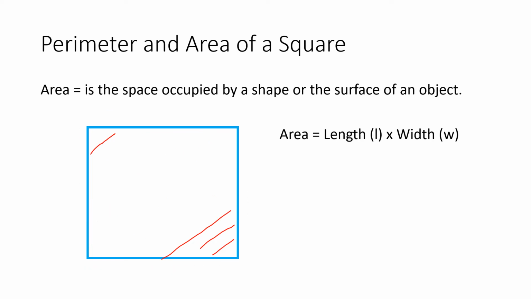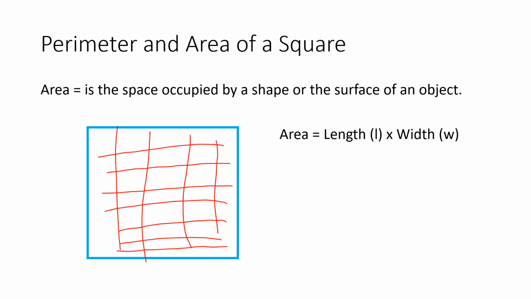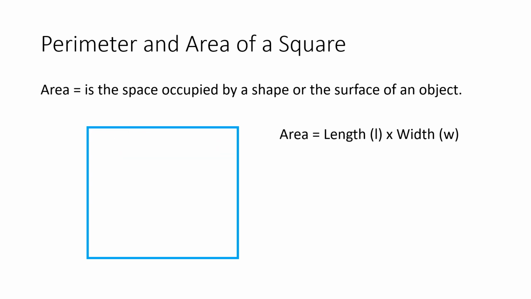So area is the space occupied by the shape, right? That means this area here, the inside part. Okay, that's what we are trying to find out. Now the formula is very simple. Area is equal to length times width. As we have discussed already, a square has 4 equal sides. Okay, if we know the length of one of these sides, we can calculate the area.